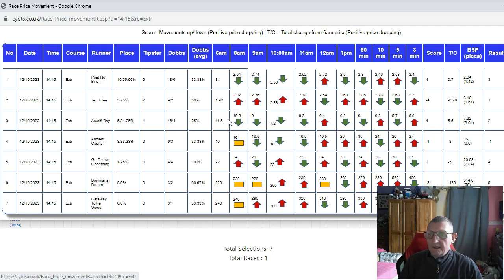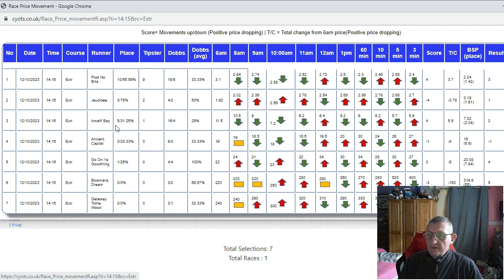So from the morning at 6 a.m. it was trading at 11.5, and then by 3 minutes before the off it dropped down to 5.9. So overall it dropped 4 times, and because it had gone up a couple as well, it had a drop of 5.6 on the price. So the price ended up at 5.9.